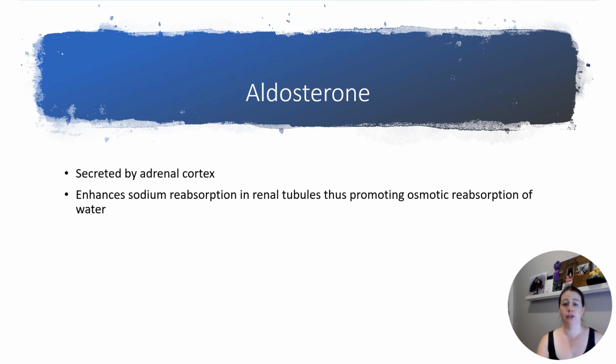Another hormone that plays an integral role is aldosterone, and this is secreted by the adrenal cortex and basically controls the mechanism for reabsorbing sodium in the distal nephron, which in turn promotes the reabsorption of water. It concurrently spits out potassium through the urine, and this results in increased blood pressure.